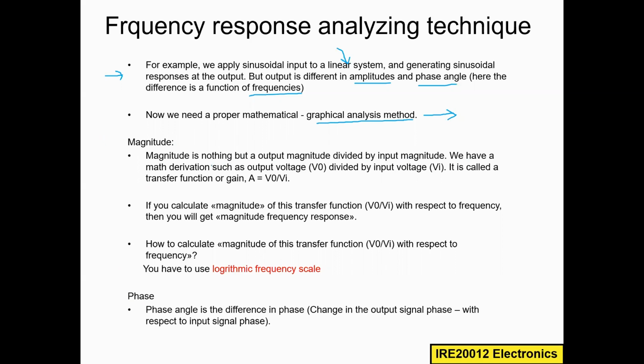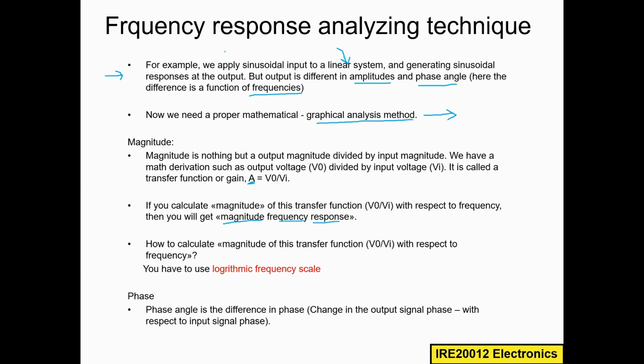We have a math derivation such as output voltage VO divided by the input voltage VI. It's called a transfer function or gain. A is equal to VO divided by VI. This is just a transfer function. If you calculate the magnitude of this transfer function with respect to frequency, then you will get the magnitude frequency response.